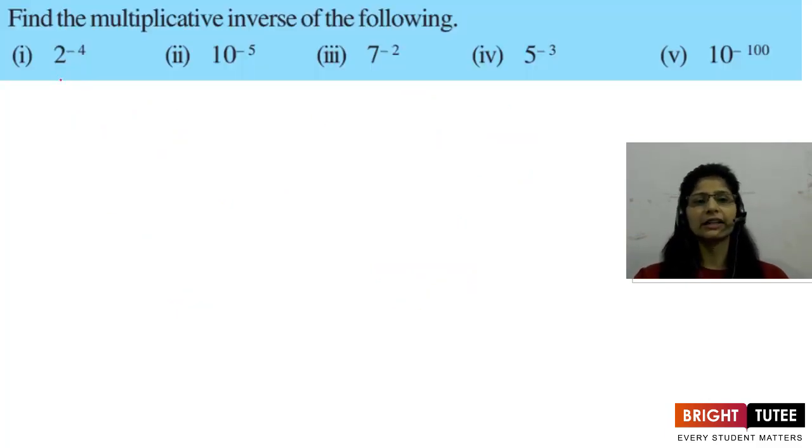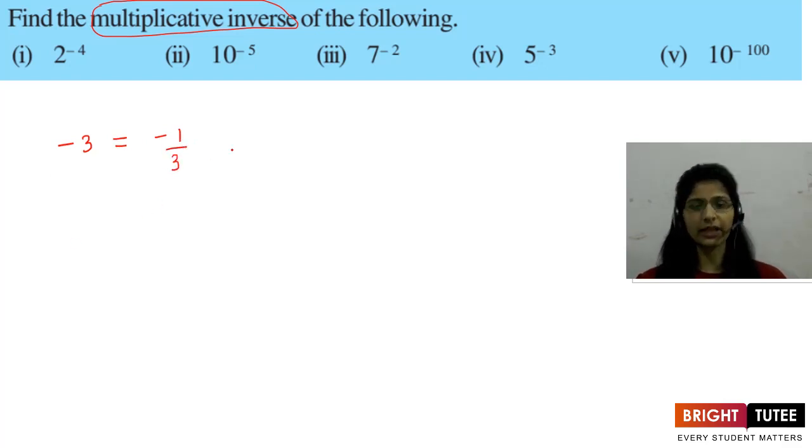Now, there are questions given. We have to find the multiplicative inverse. What is this term? Multiplicative inverse means the reciprocal of that number. Suppose there is a number minus 3. The multiplicative inverse of it will be minus 1 upon 3, the reciprocal of it. Or suppose I have 3 to the power 2, the multiplicative inverse of this will be 1 upon 3 to the power 2, and we will write the power as negative. Now let us try the questions.